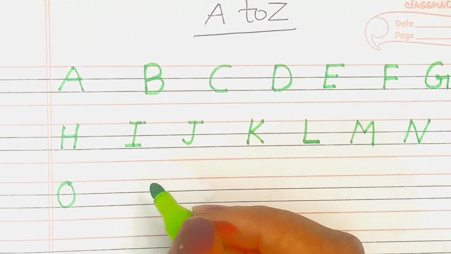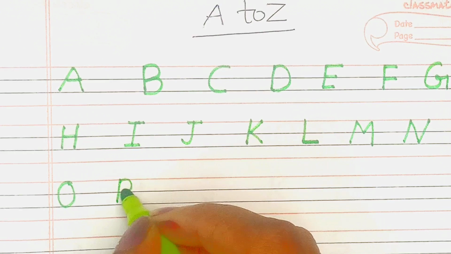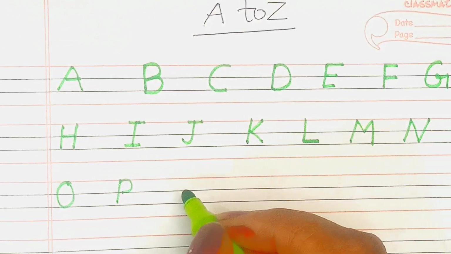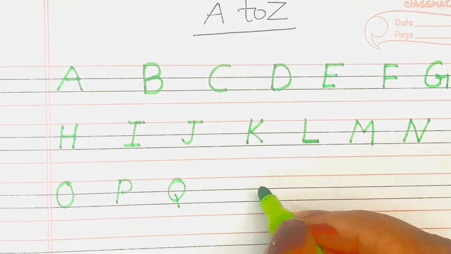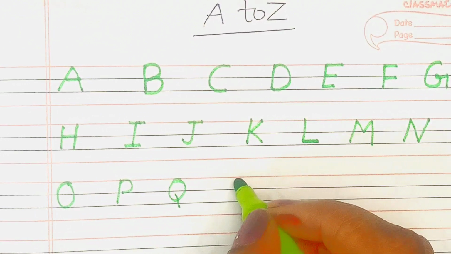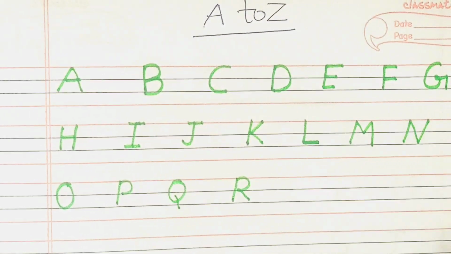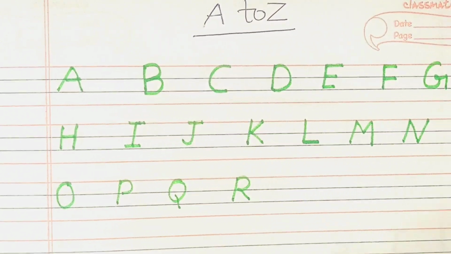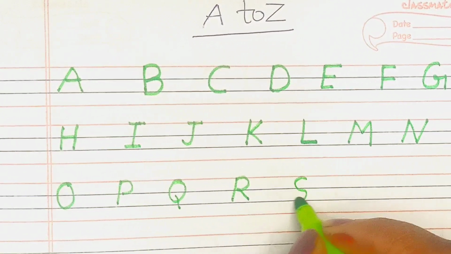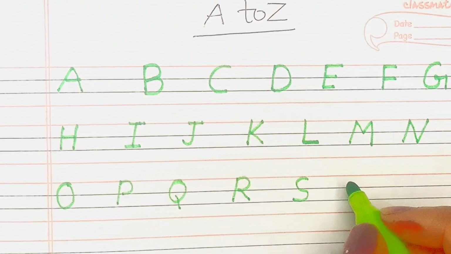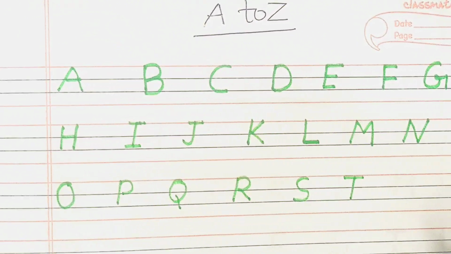O for orange. P for parrot. Q for queen. R for rose. S for sun. T for tiger.